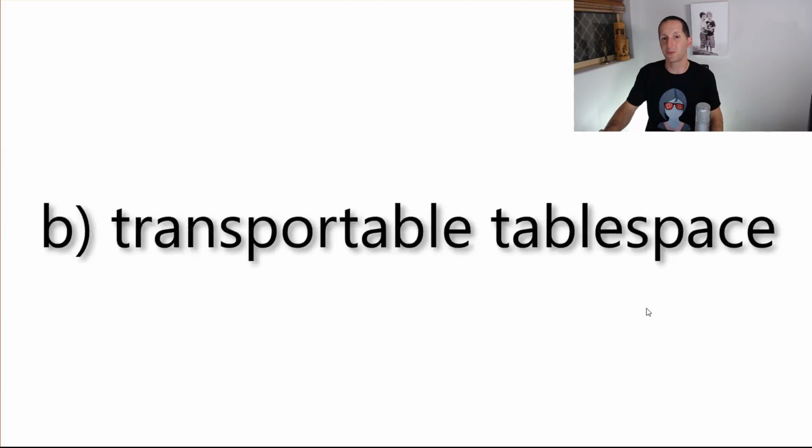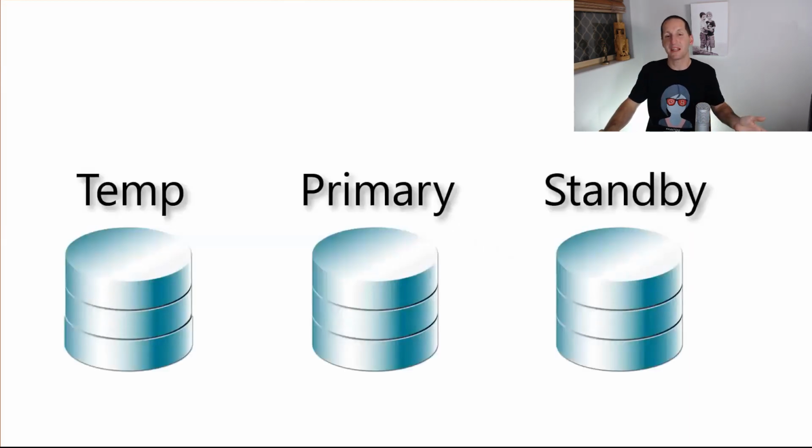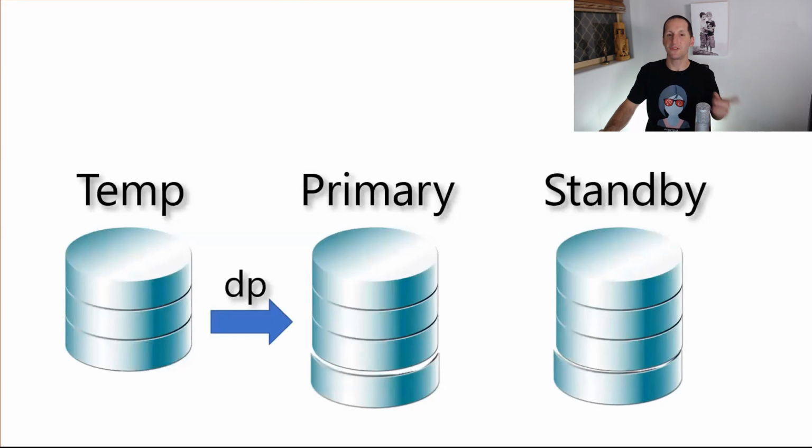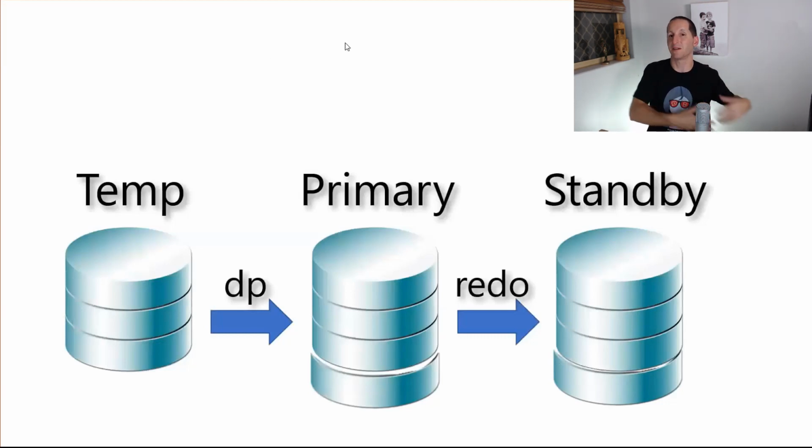The second option is maybe transportable tablespaces. If you can't have force logging turned off on your primary, maybe you create a temporary database, just a small database that doesn't have force logging on. Do your big data loads into there, and then transport the data files to both the primary and the standby. Because then when you do the data pump import, which actually just copies the metadata into the primary, that will populate over to the standby, because metadata changes will be populated via redo.